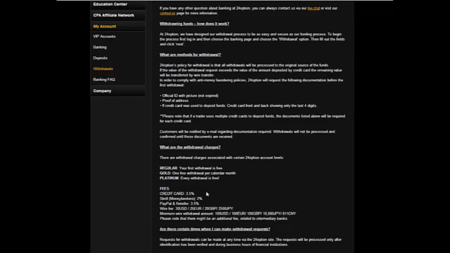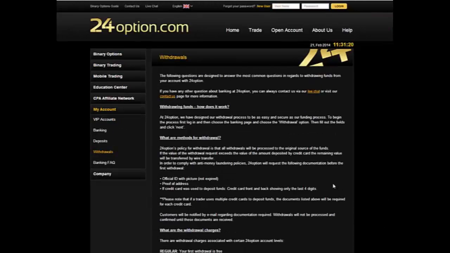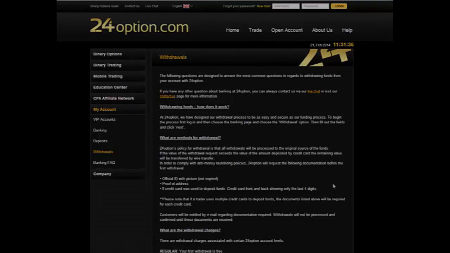To rehash, 24 Option is a very, very high quality platform to trade on, with numerous types of different systems that can be used to trade binary options. It's highly recommended as one of the most sophisticated and very safe and secure. Good luck on all of your trading.